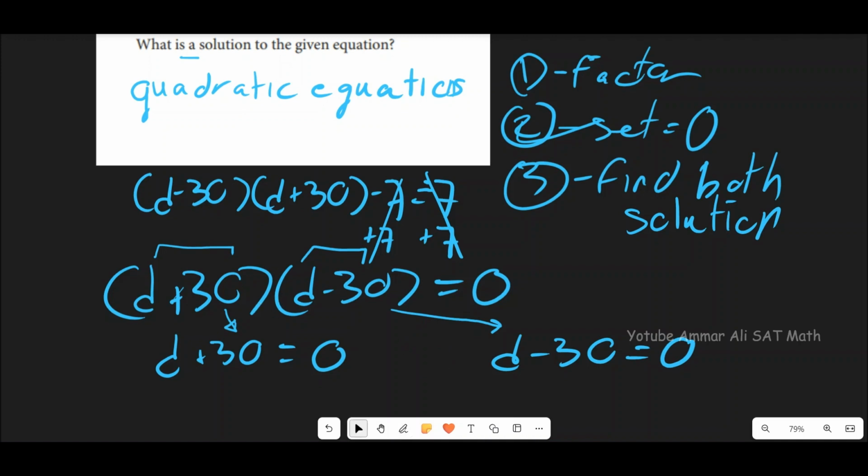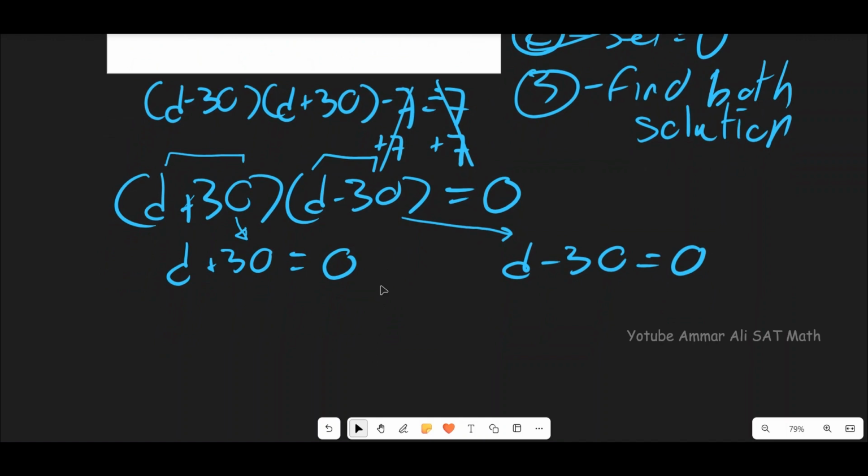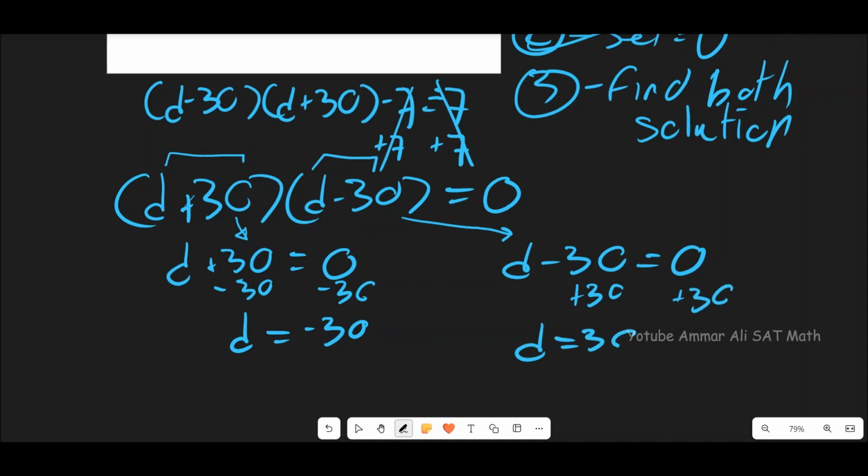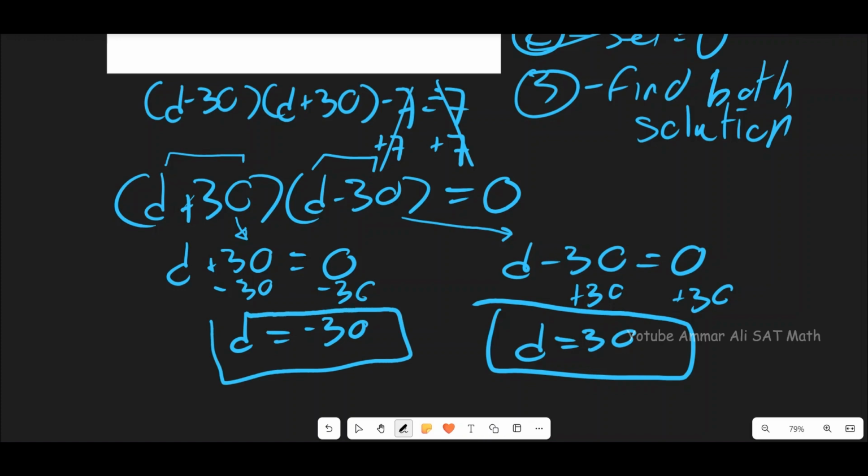Okay, so now this is pretty straightforward. All we have to do is solve for d in both equations. So we do minus 30 here, minus 30 here. In the left-hand equation, d is equal to negative 30. And in the right side, we do plus 30 on both sides, and this one gives us d is equal to 30. So those are our two answers. You could put either 30 or negative 30, and that would be the answer for this question.